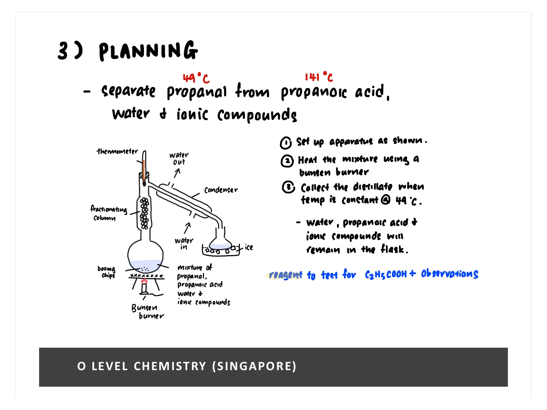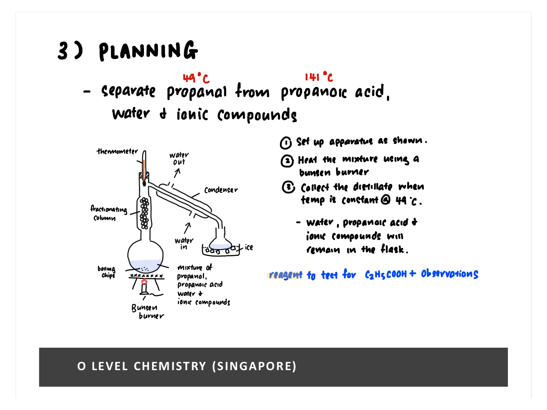So in this case, to test for an acid, we can simply add a carbonate. Any carbonate will do, and then look out for carbon dioxide gas, or look out for bubbles or effervescence, or you may add a metal and similarly look out for effervescence. So if there is effervescence, it means that your propanoic acid is present. If there are no bubbles, it means that your propanoic acid is absent.